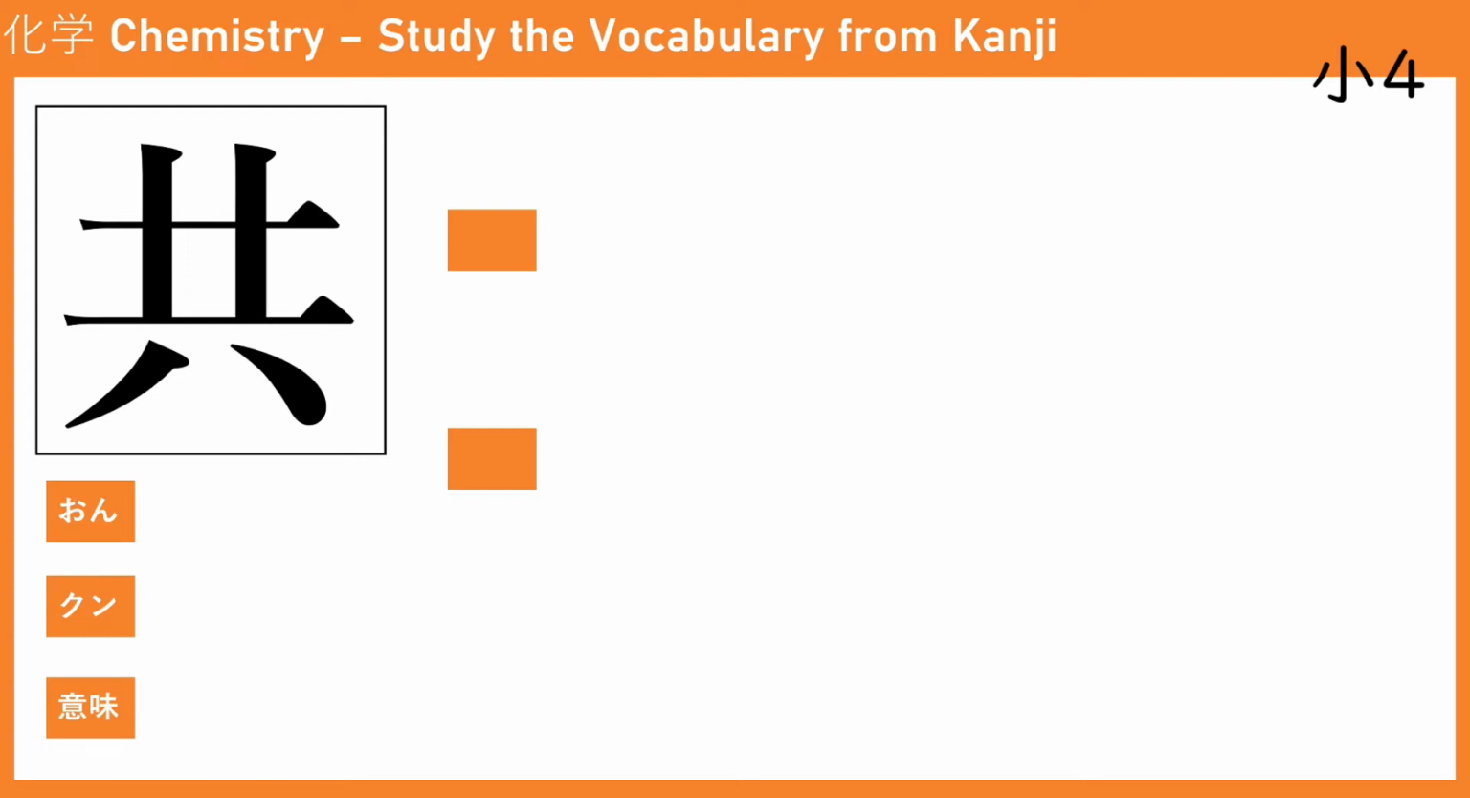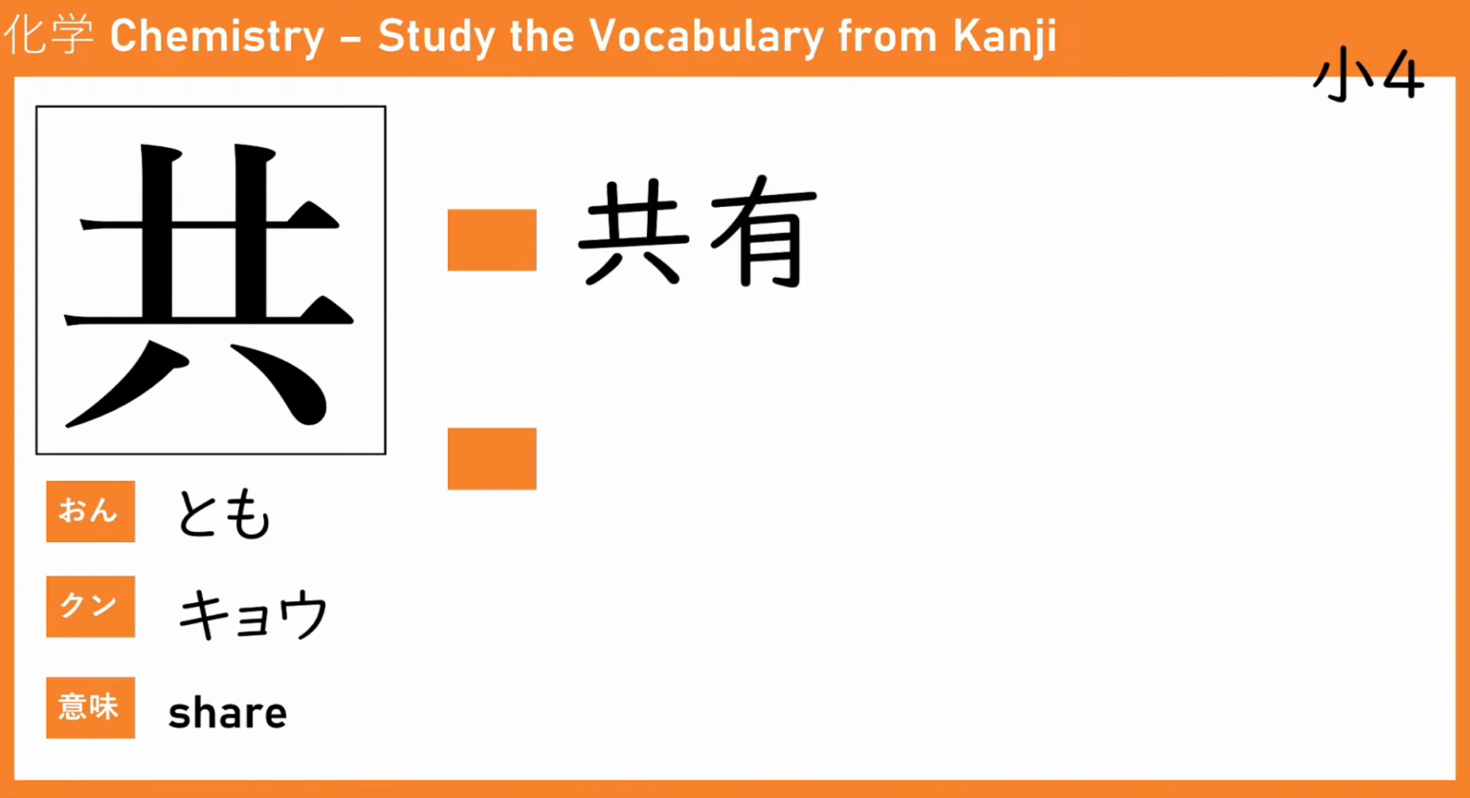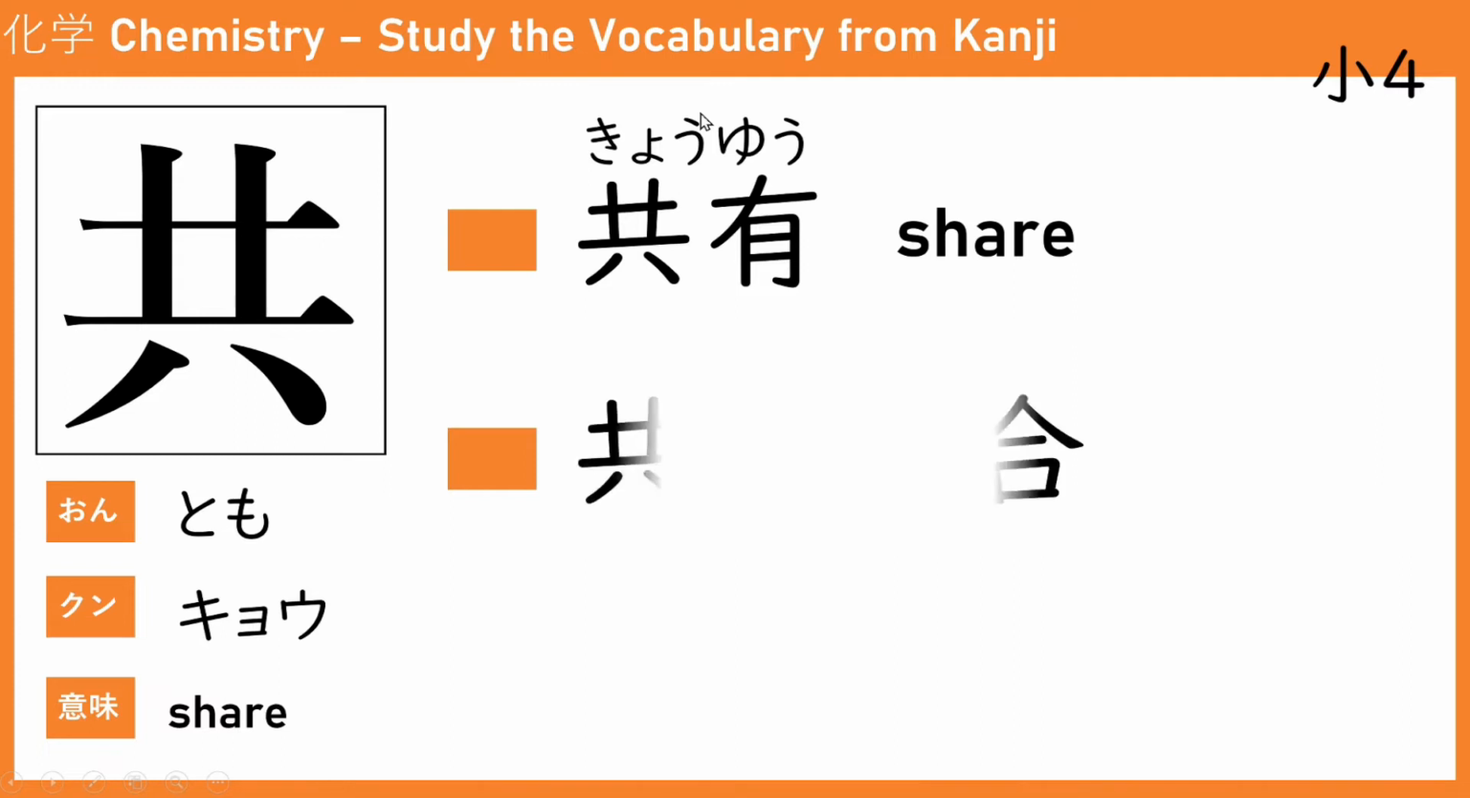Okay, so the next kanji is kyo, or in onyomi called tomo. It means share. So you have seen this kanji probably. It reads kyoyu, which means share. So for example, if you look at your Facebook page on a Japanese language Facebook or other SNS, social media network, you can see these two kanjis which means share.